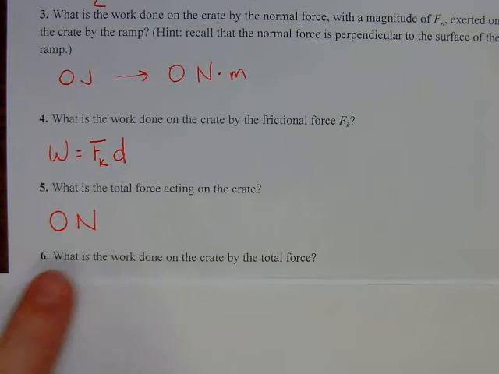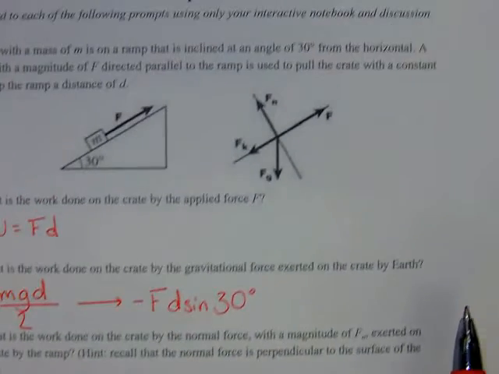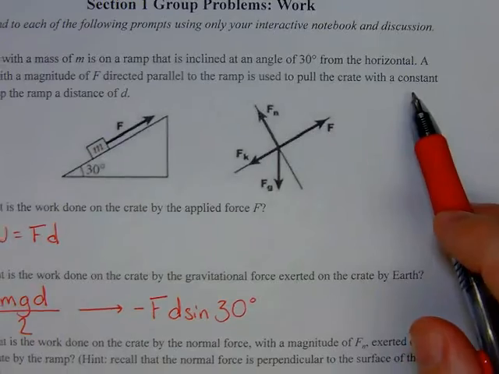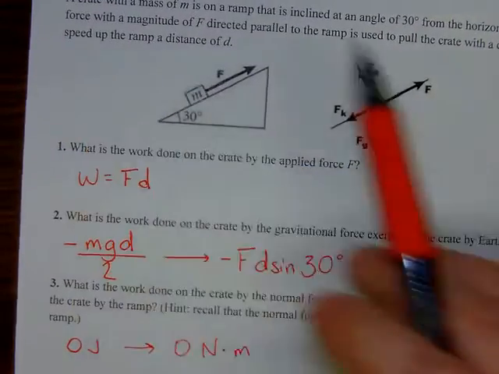Okay, well, what was the total force that we figured out? It was 0. There's 0 net force. Why was there 0 net force? Why is there 0 net force acting on the crate? Because the crate ultimately is traveling at a constant speed.